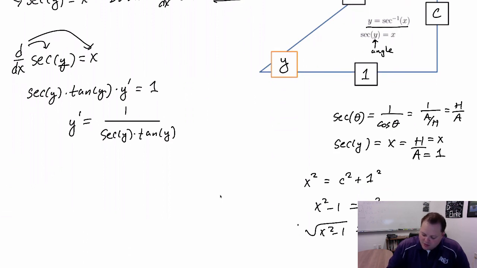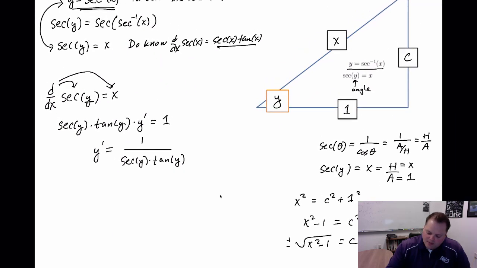Now technically this should be plus or minus, and we'll talk about that here in a second. It depends on where your angle is located, right? If your angle is located in the first quadrant, then c will be positive, because your sine value there is positive. If y is located in quadrant 4, then c will be negative. But how does this help us?